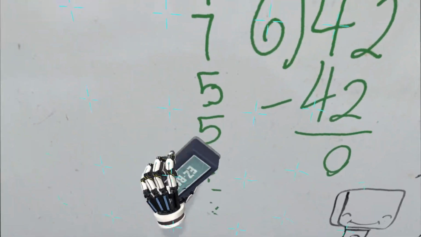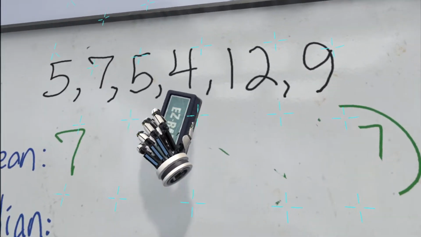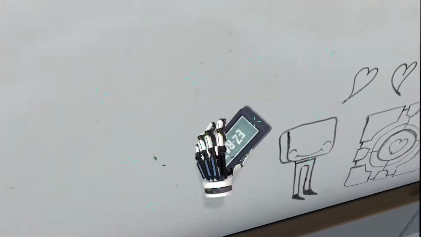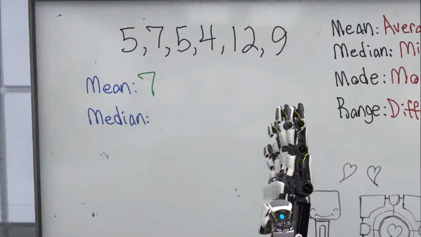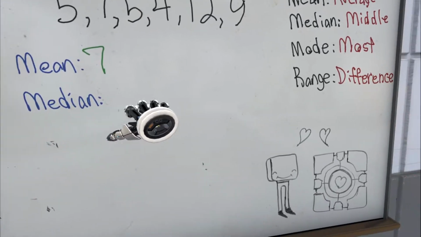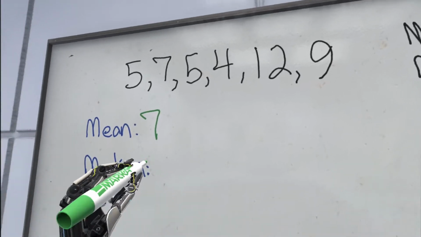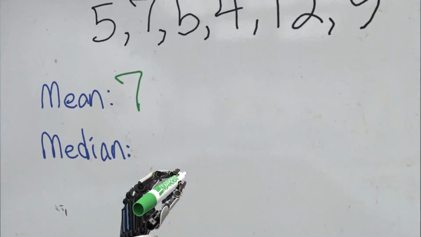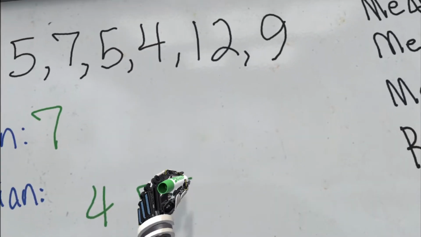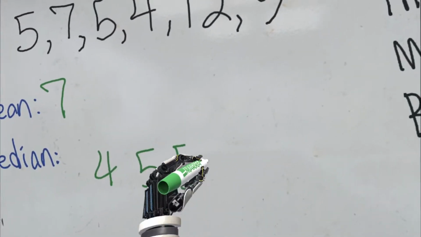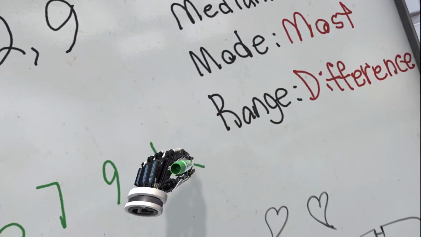Now the next part. This is where it gets kind of tricky, but if you're paying attention, it shouldn't give you too much trouble. So we're going to do, just like before, arrange the numbers in order from least to greatest, but instead of doing it vertically, we're going to do it horizontally. Horizontally means you're going to arrange them from left to right, smallest to biggest. So let's do that. 4, then 5, then 5 again, then 7, then 9, then 12.